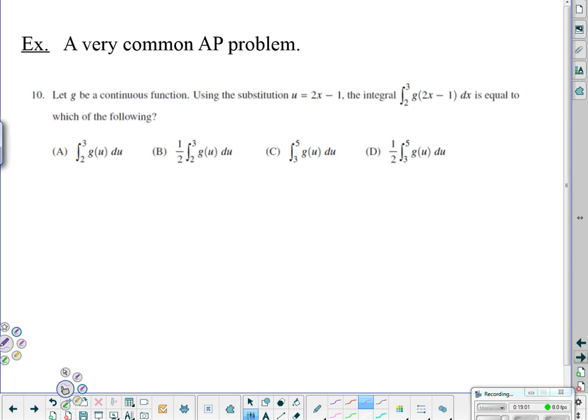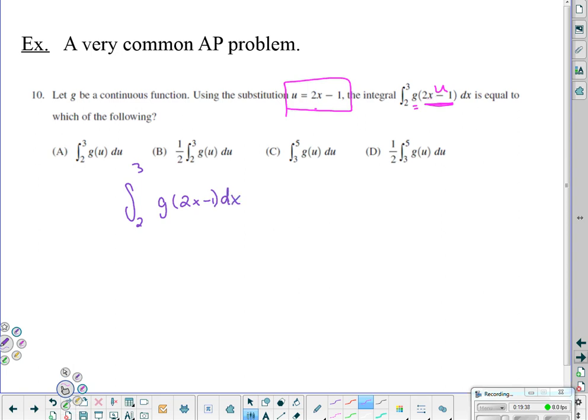Example, a very common AP problem. I took this from a multiple choice one. Let g be a continuous function, using the substitution u equals 2x minus 1. And you should be celebrating, right? They're telling you what to set up for your u substitution. You've got this integral that looks a little funky. We've got g of a function, but the function is u from what I can see, isn't it? dx is equal to which of the following? So let's just go ahead and start this problem. Let's say, okay, we've got 2/3 g of 2x minus 1 dx.